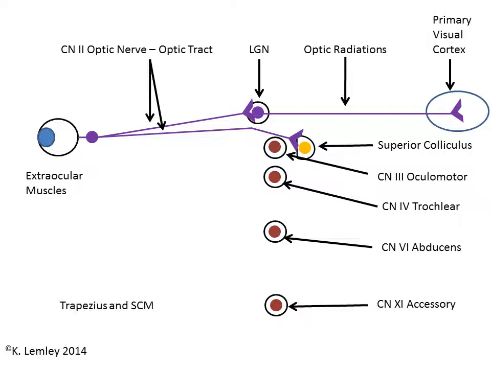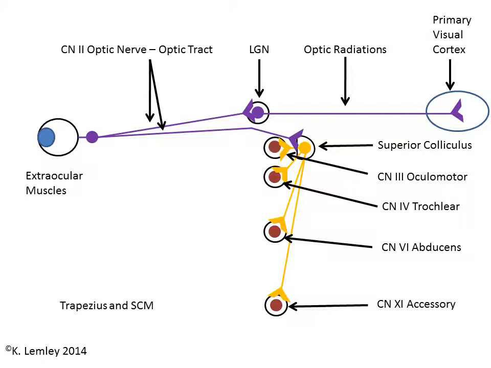And then, in the brainstem, we have the cranial nerve 3 oculomotor nerve situated in the rostral midbrain, cranial nerve 4 trochlear nerve in the caudal midbrain, cranial nerve 6 abducens in the caudal pons, and cranial nerve 11 accessory in the upper cervical levels of the spinal cord. The oculomotor, trochlear, and abducens cranial nerves all control extraocular muscles of the eye, whereas accessory controls trapezius and sternocleidomastoid.